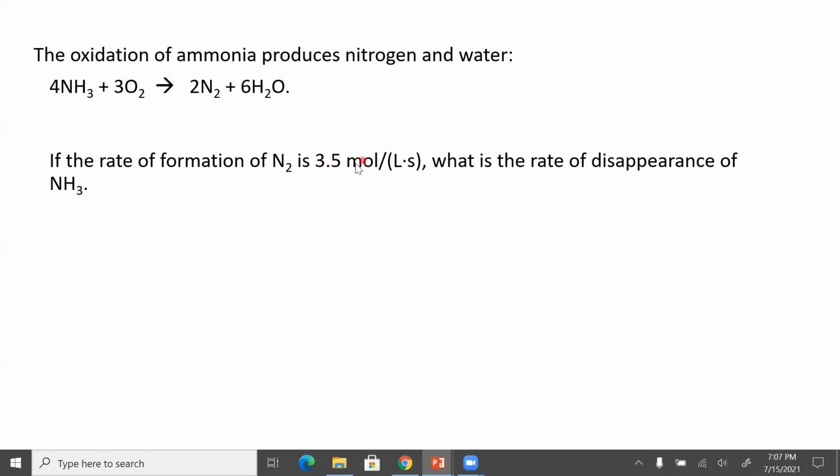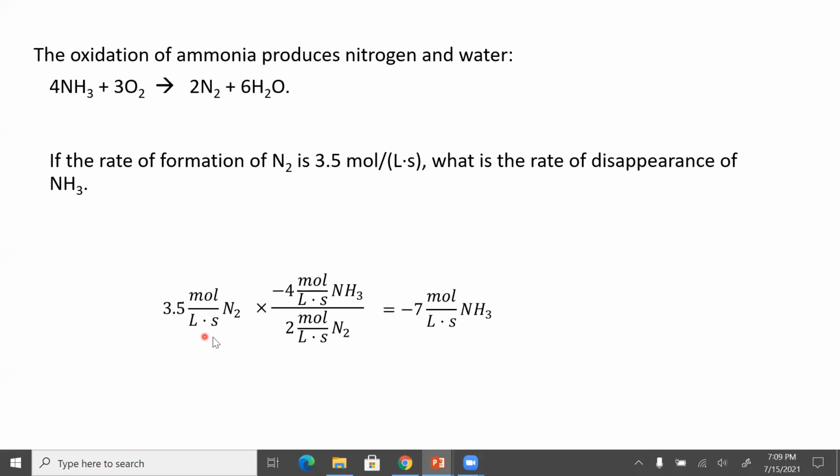Start with what we're given. Make sure you label what it is. Use the balanced equation to come up with your conversion factor from nitrogen to ammonia, and figure out what the rate of disappearance of ammonia would be in this reaction.